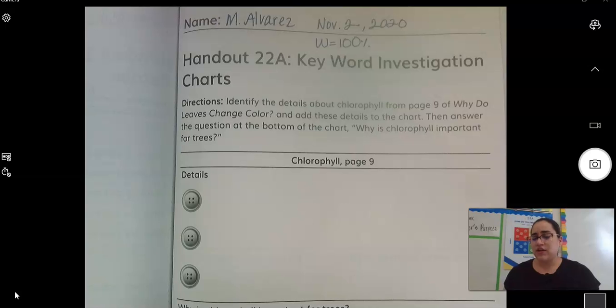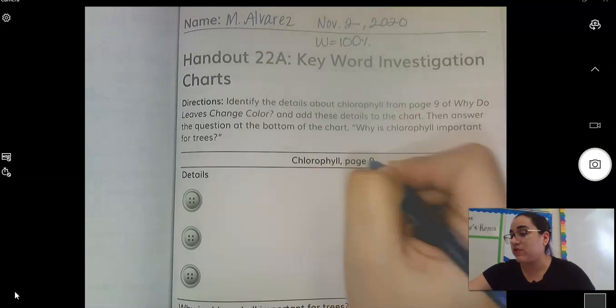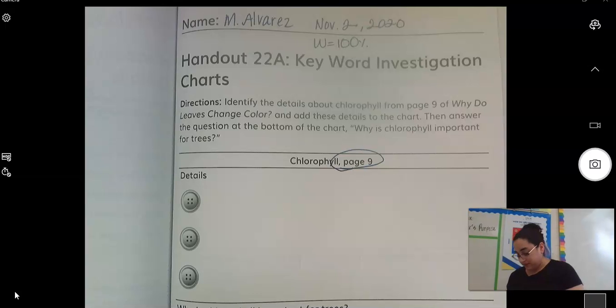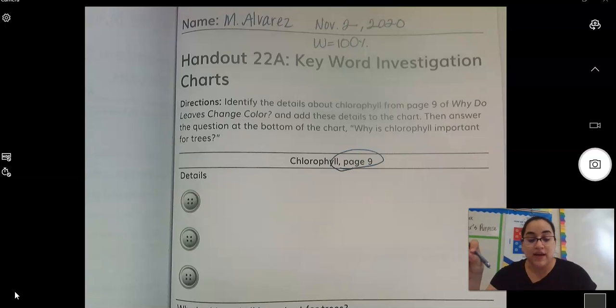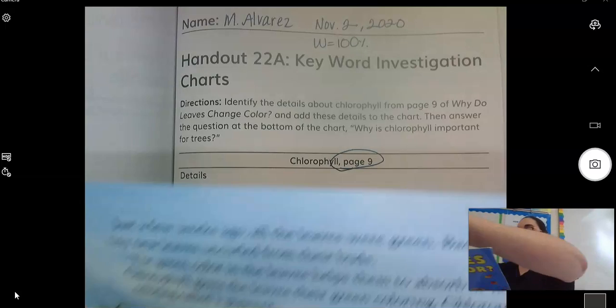I actually like it. So let's turn to page 9, because that's where we're going to start. We're going to do chlorophyll, and it says page 9. So I'm going to turn to page 9. I'm going to read page 9, and we're going to gather details that can help us determine the meaning of the key term. Remember, we are investigators. So at this time, become an investigator, and let's get started.